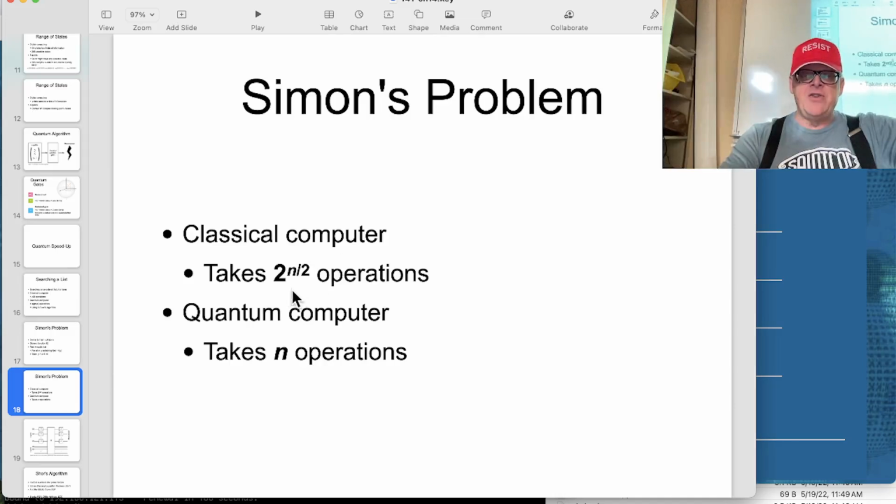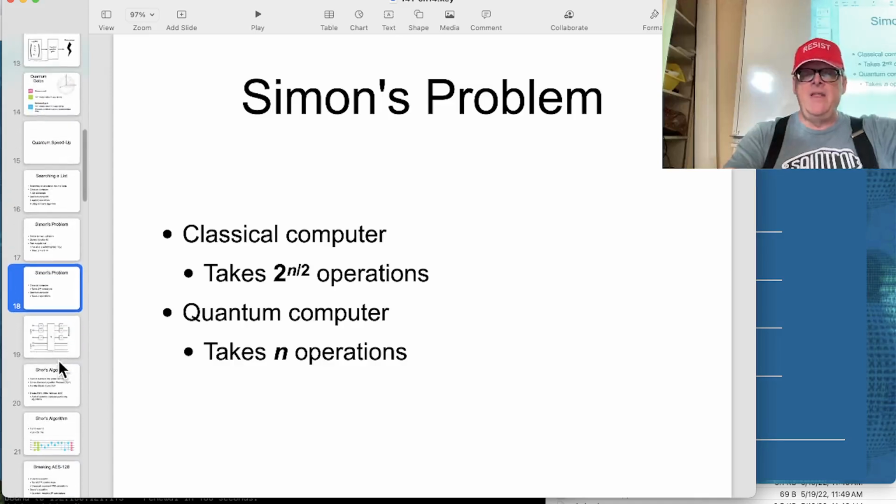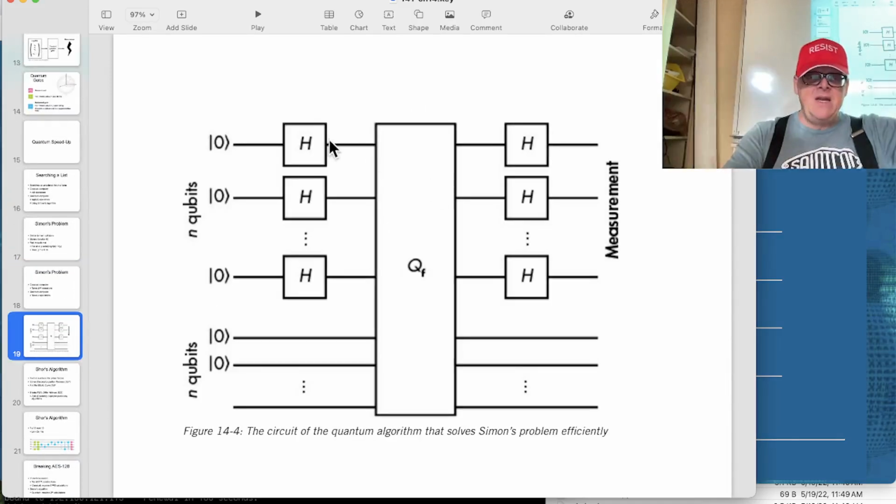And it turns out in a classical computer, it takes 2 to the n over 2 operations, which we've talked about before. If you have an MD5 hash with 128 bits, you'll have to do 2 to the 64 calculations to find a collision. In a quantum computer, it's much less. You just have to do n, like 64 operations. So that problem can speed up quite a lot. And this is the circuit that does Simon's problem efficiently.